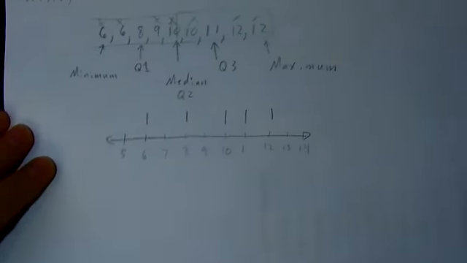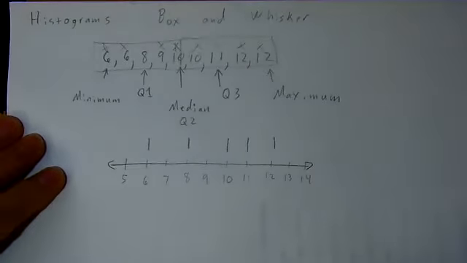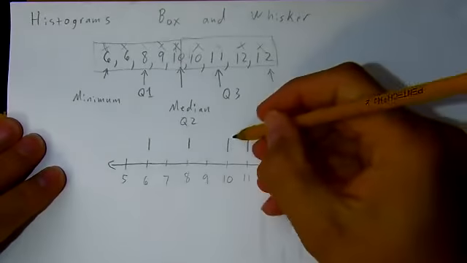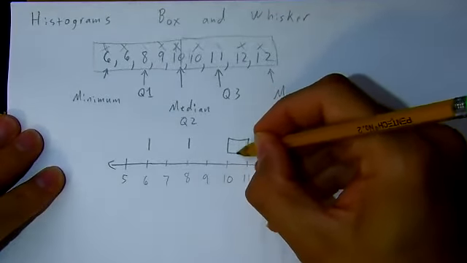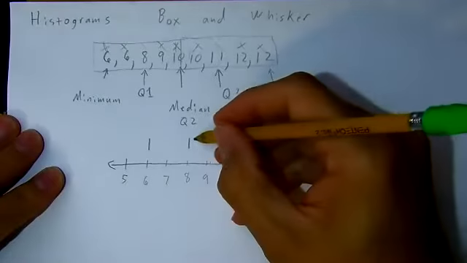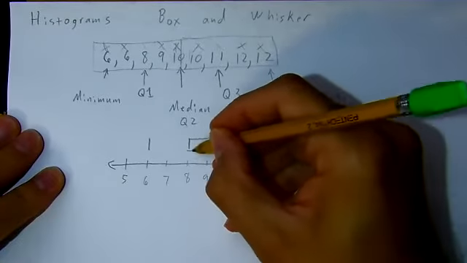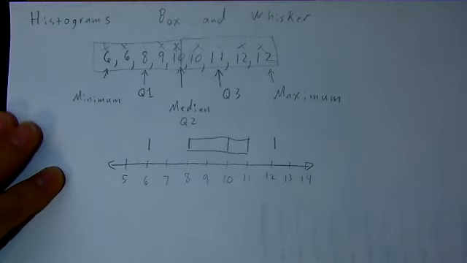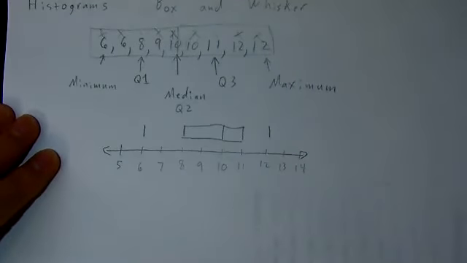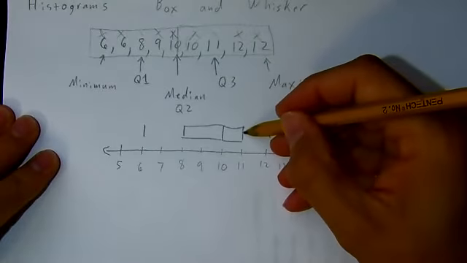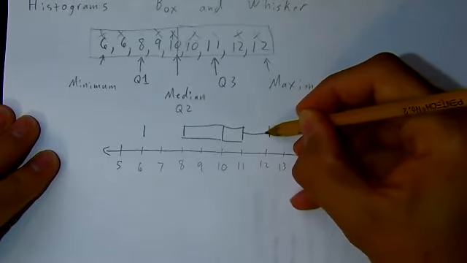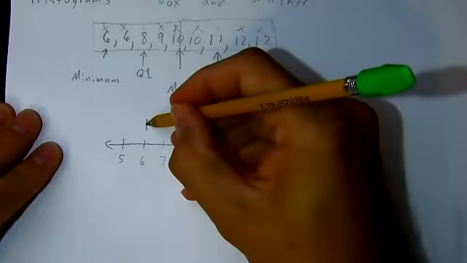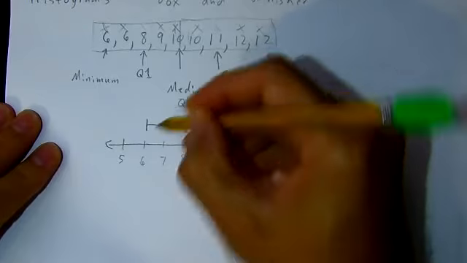Now we're going to draw our boxes and our whiskers, and that's why they call this a box and whisker plot. So from your median, which is your 10, you're going to draw your right box, and then you're going to draw your left box. So there's your two boxes. Then in between your Q3 and your maximum, you're going to draw it in between, and that gives you your whisker, and then you do the same thing on the other side.